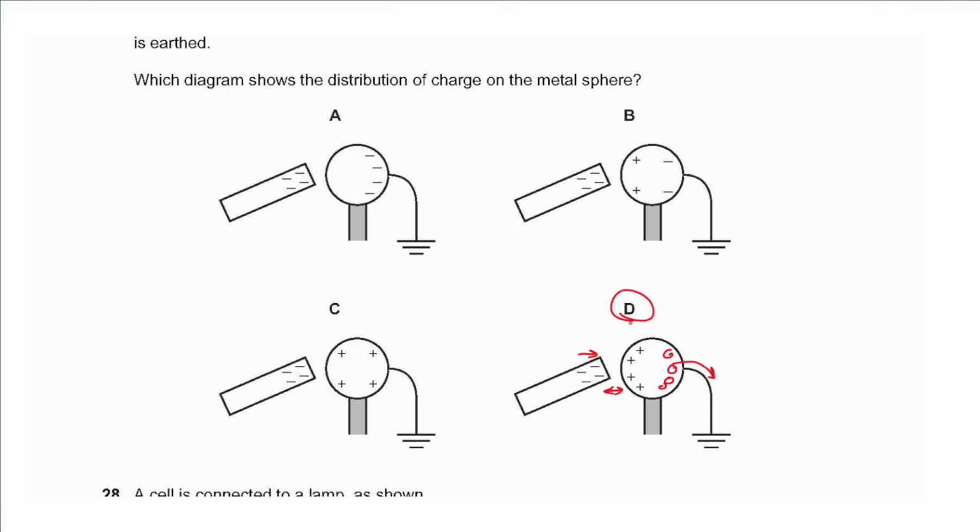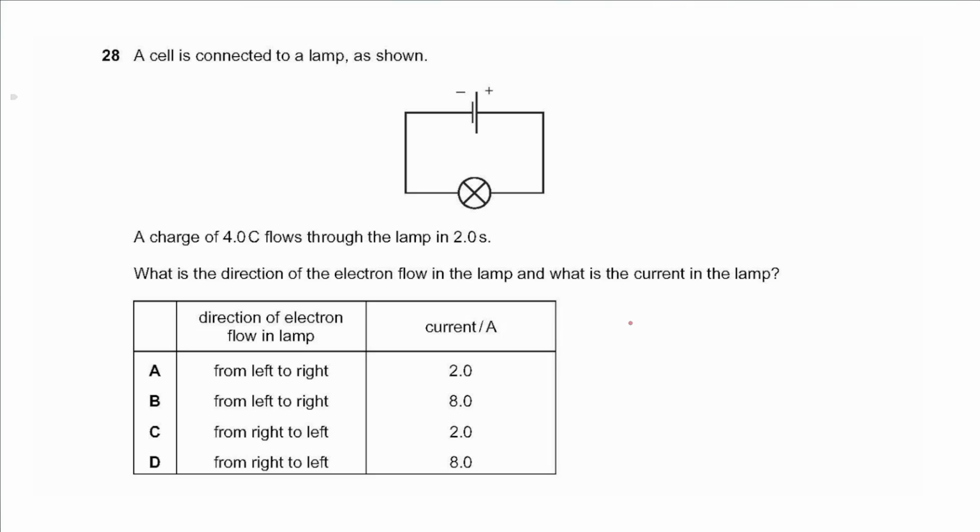Question 28 says a cell is connected to a lamp as shown. A charge of 4 coulombs flows through the lamp in 2 seconds. What is the direction of the electron flow in the lamp, and what is the current in the lamp? So electrons are repelled from the negative side, so it would be pointing from left to right. So these are the choices.